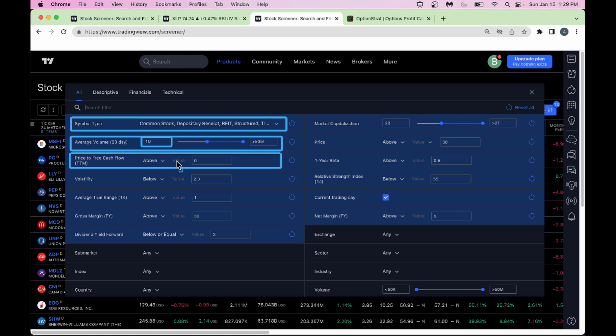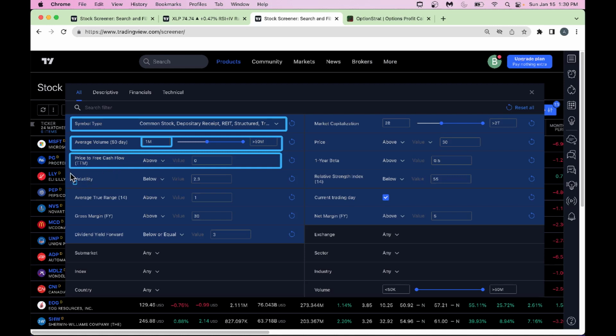You don't want to look at companies with the free cash flow negative. You want free cash flow to be above zero. These are the free cash flow generating companies, especially when you want to buy call option, you want the stock to go higher. You could look up the definition of this one here. This is really one of the fundamental filters.